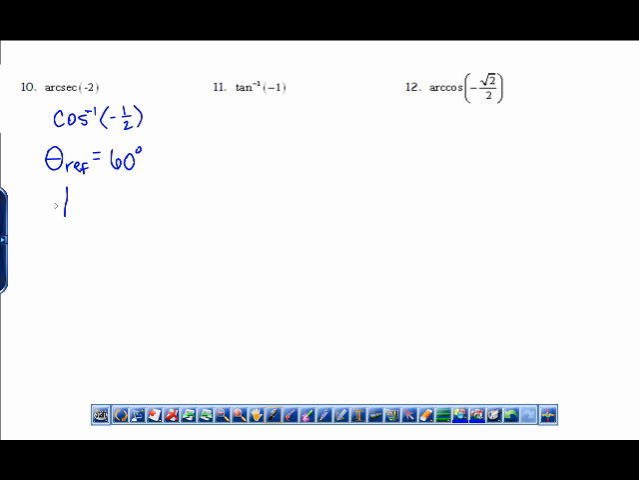For arc cosine, remember that we go from 0 to pi, so since it's negative, it's going to be in the second quadrant. So this would be pi over 3. All right, so I'm going to go ahead and write it out. Pi minus pi over 3, that would be 2 pi over 3.